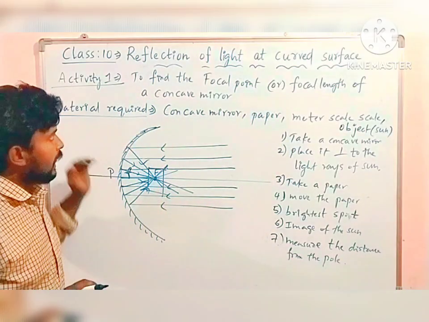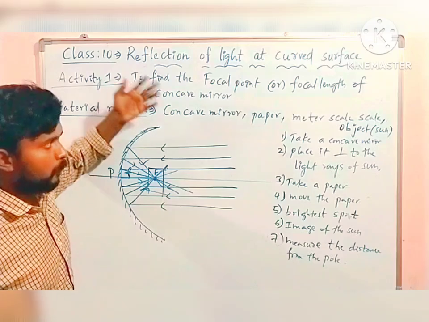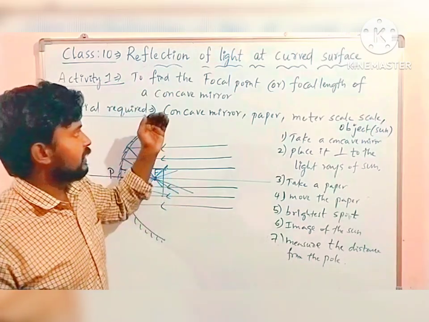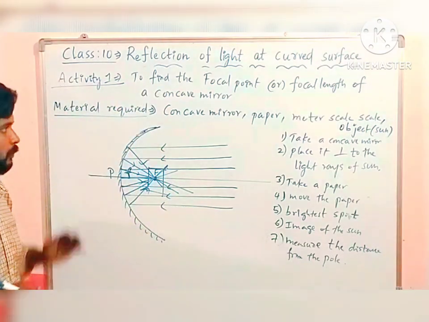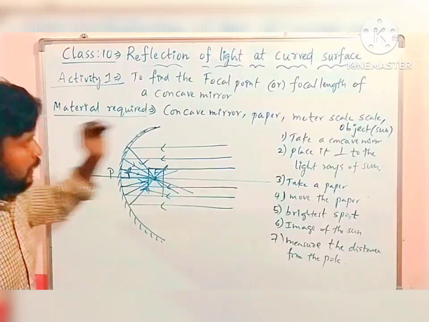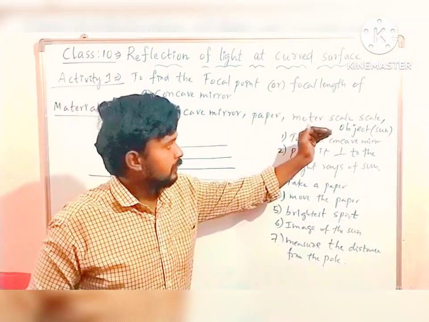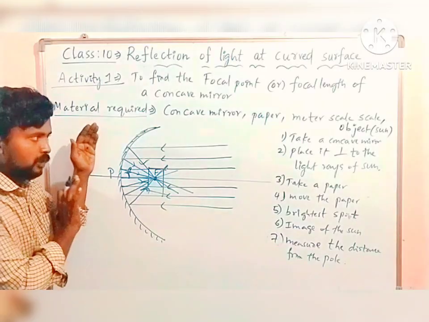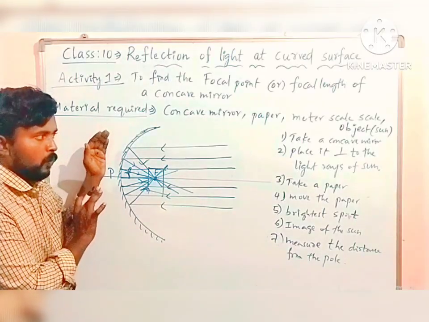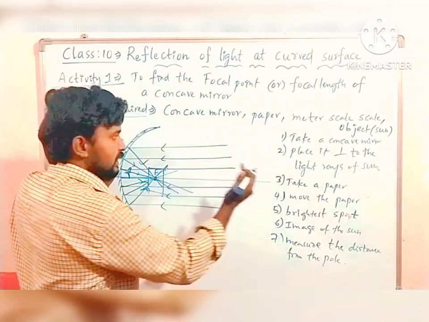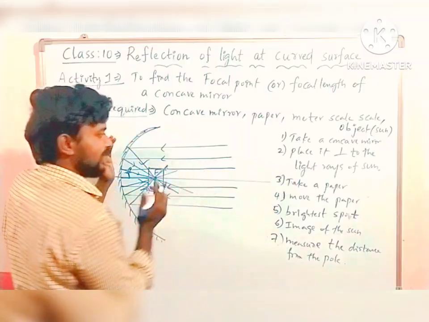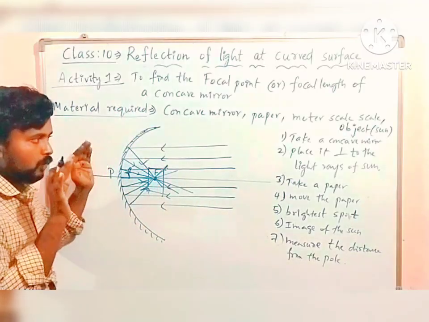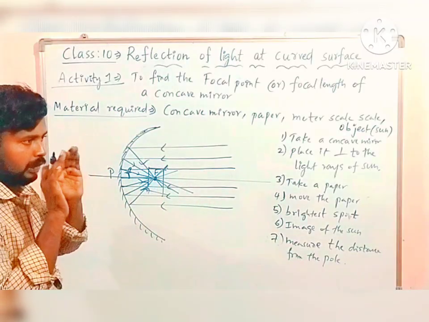First activity is to find the focal point or focal length of a concave mirror. That is the experiment. Materials required: concave mirror, paper, meter scale or an object. First, what to do? Take a concave mirror, hold it, and place it perpendicular to the light rays of the sun, where the sun rays come.